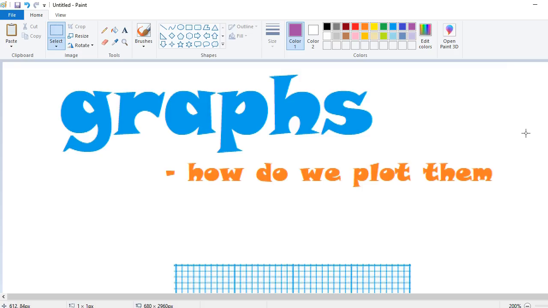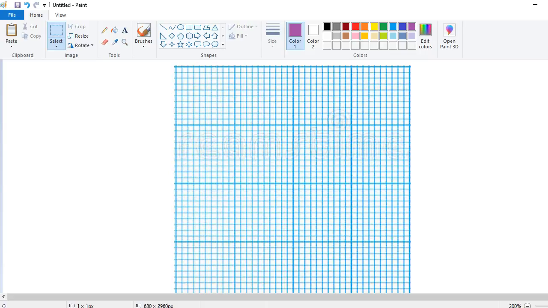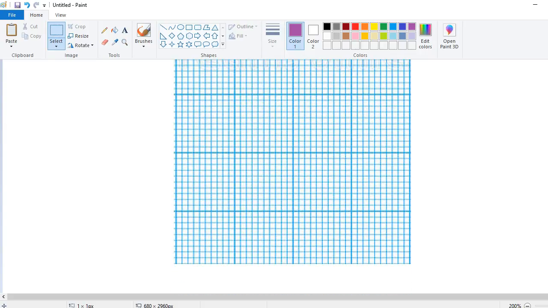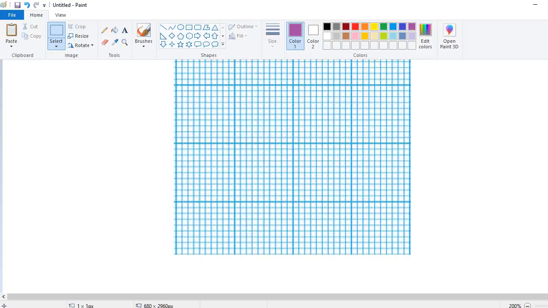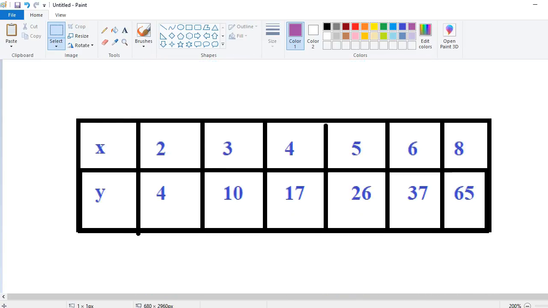Hi guys, so welcome. Today we are looking at graphs and how we plot them. In terms of plotting graphs, there are a couple of things that you want to look for. If you are not given a scale, then the first thing you want to do is look at your values. So let's look at this example.